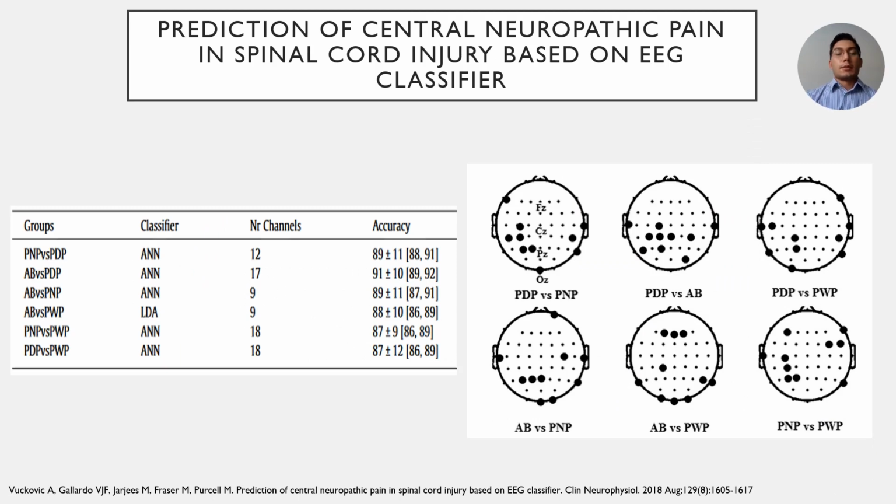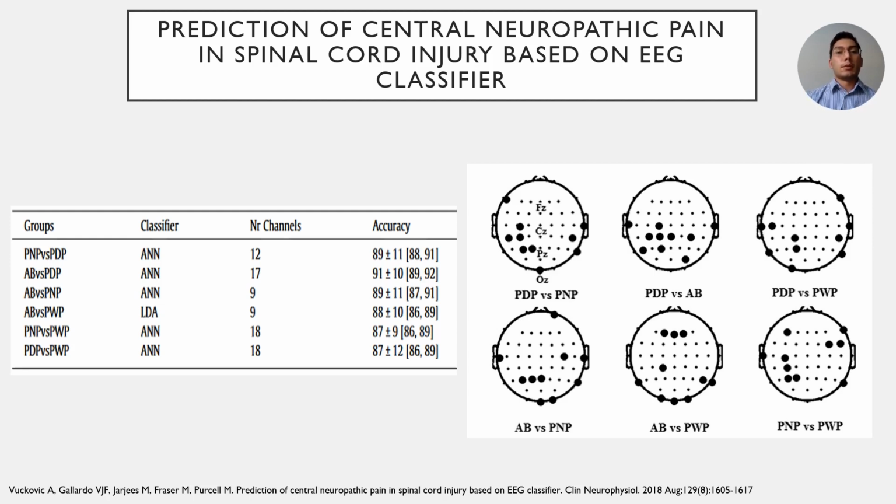Next up, we have an exciting paper from 2018. In this study, a team of dedicated researchers set out to tackle a crucial challenge. Can a classifier be trained using only EEG signal to identify patients at high risk of developing central neuropathic pain after a spinal cord injury? The results are impressive, to say the least, because they achieved accuracy of 90%.